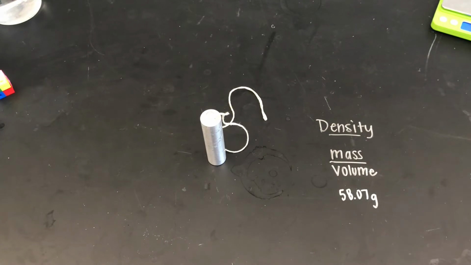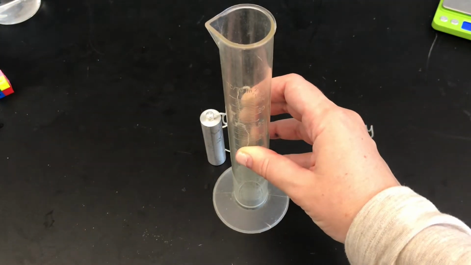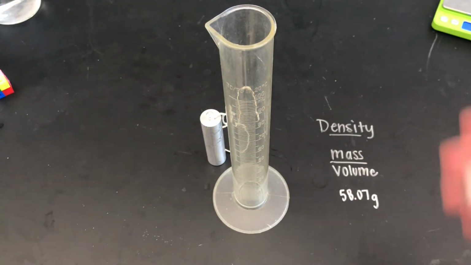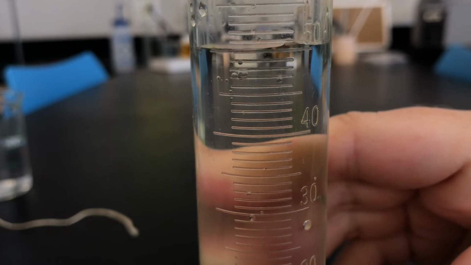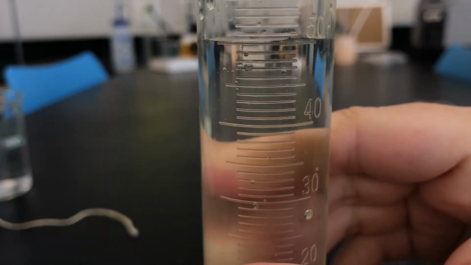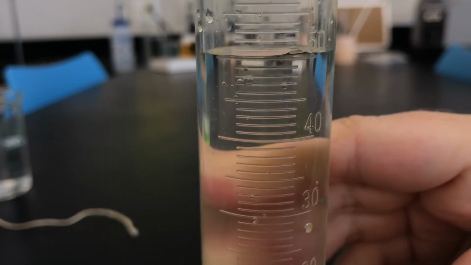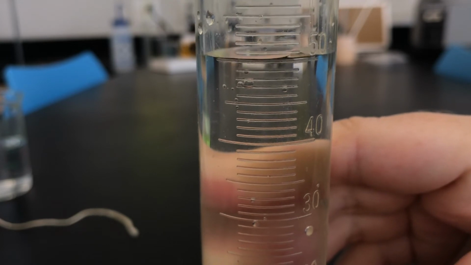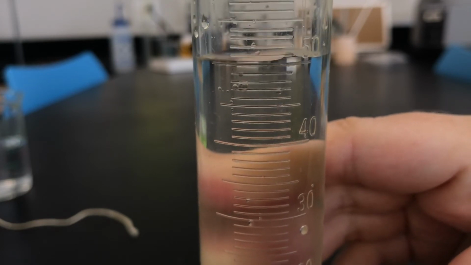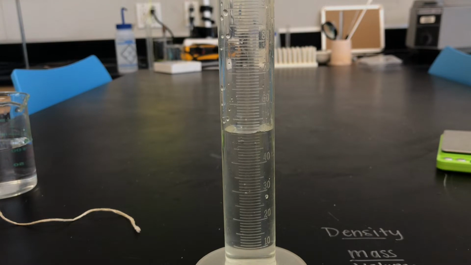The way to measure the volume of this object is to do something called water displacement. So I will fill my graduated cylinder up with water. So the first thing that I need to do in order to measure by displacement is fill up my graduated cylinder to a certain amount. So I've chosen 50 milliliters here. So you can see that the meniscus lies on the 50. And then I'm going to stick my piece of metal in.